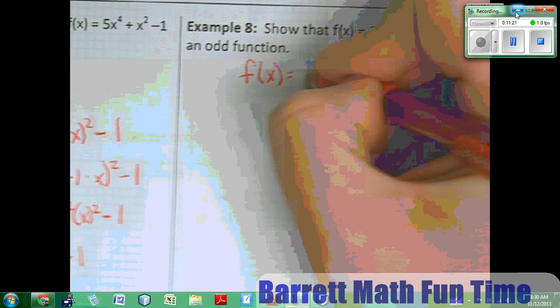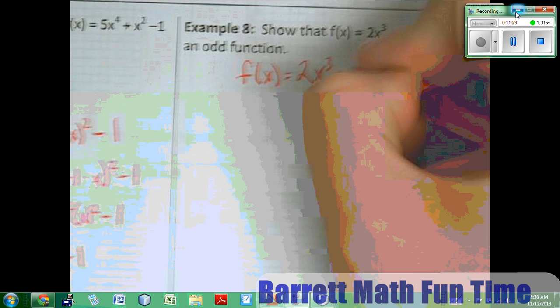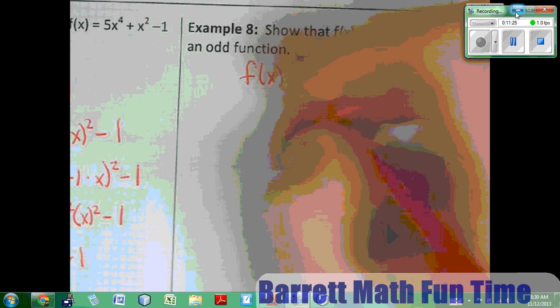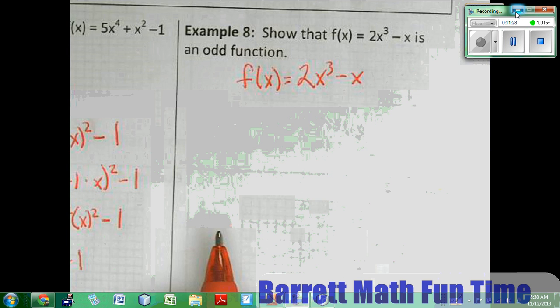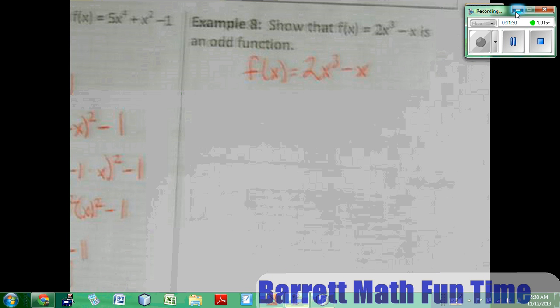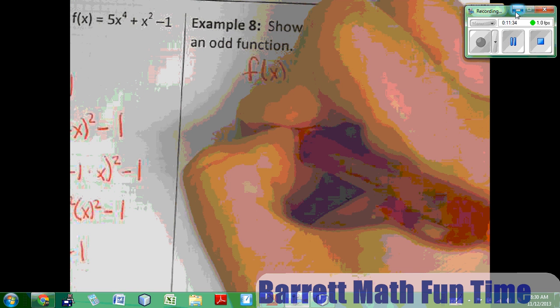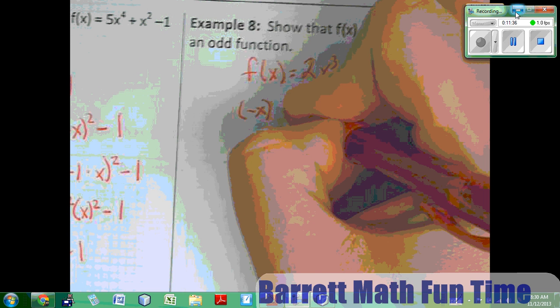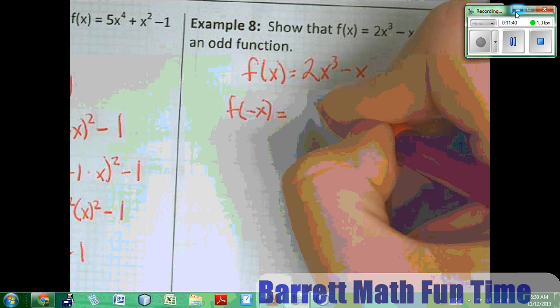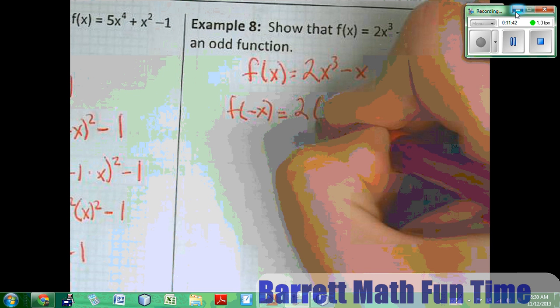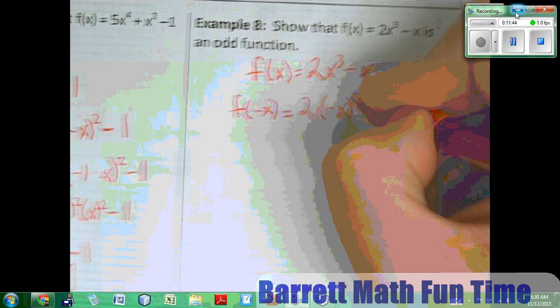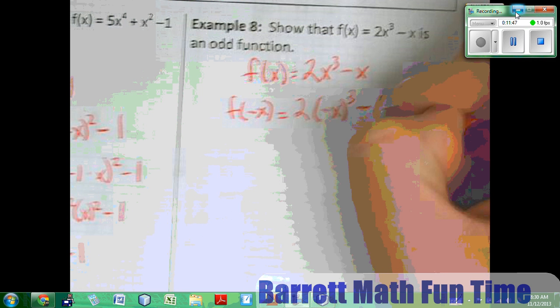All right, so my original function is 2x cubed minus x. So what do I need to plug in? If I want to test for even or odd, I will always plug in negative x. So f of negative x equals 2 times negative x cubed minus negative x.